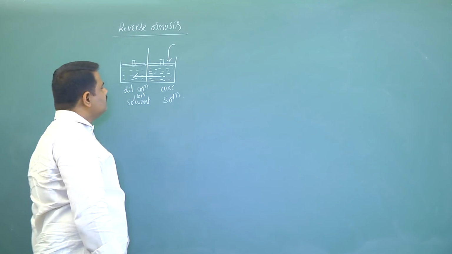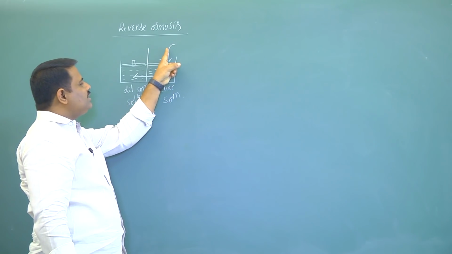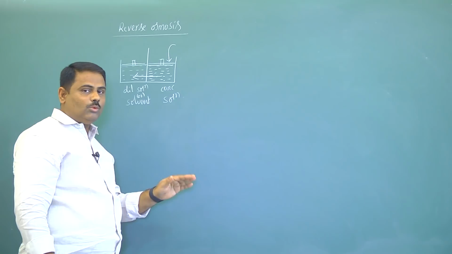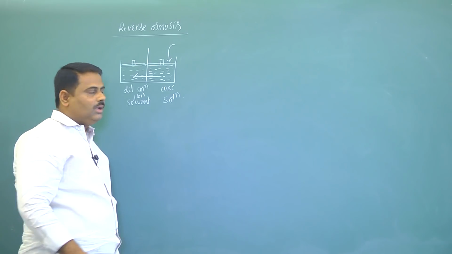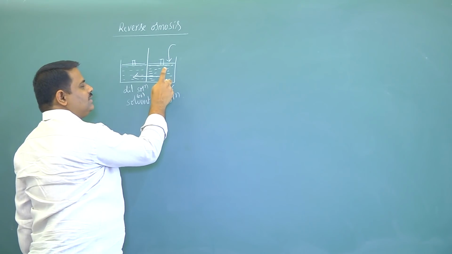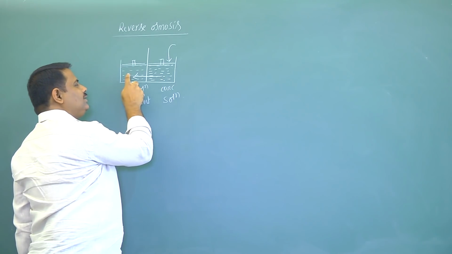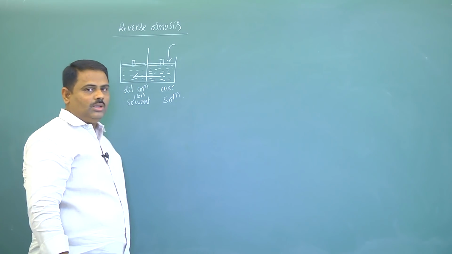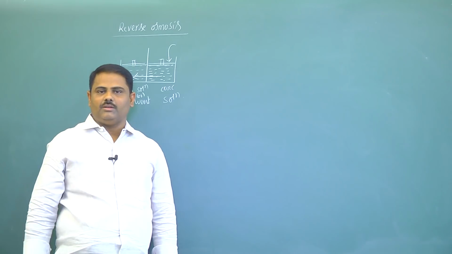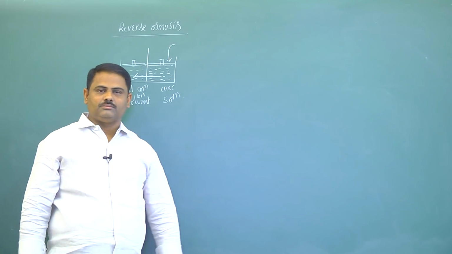Or, by applying more pressure, which is more than osmotic pressure, on the surface of concentrated solution, the solvent present in the concentrated solution enters into dilute solution through a semi-permeable membrane, called reverse osmosis.